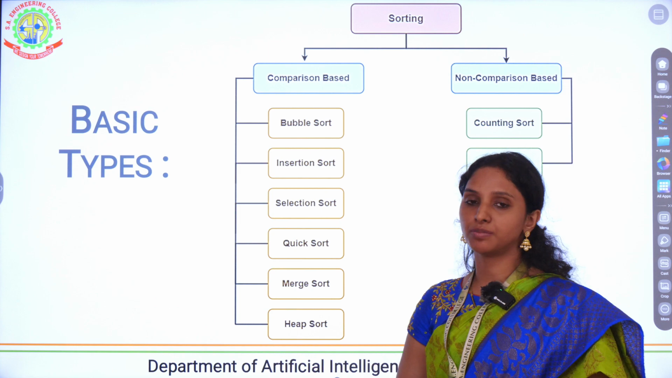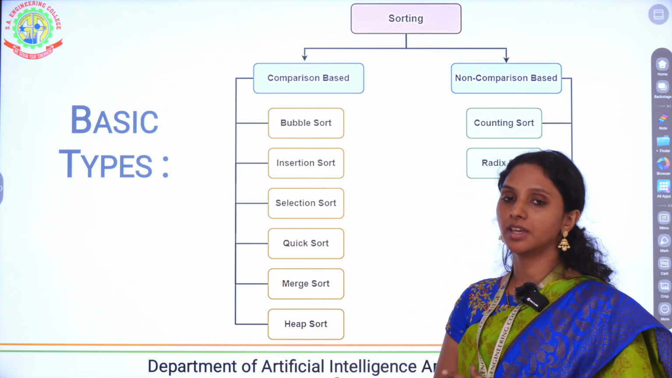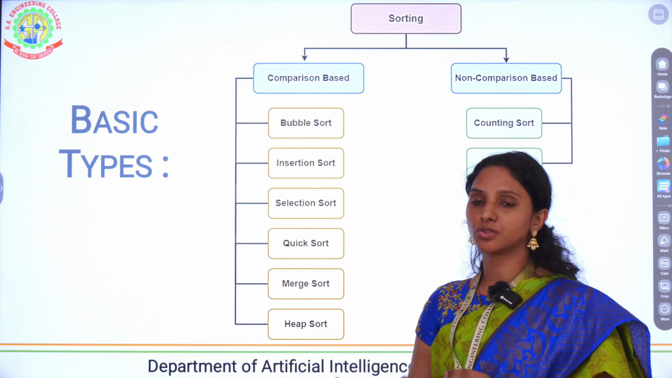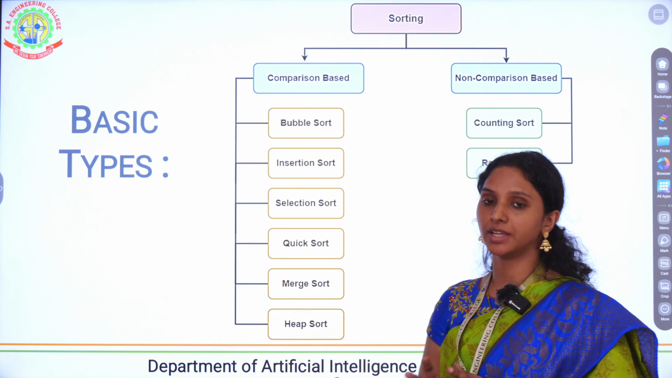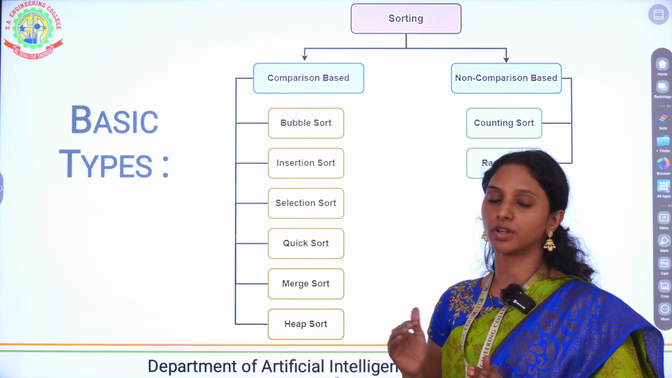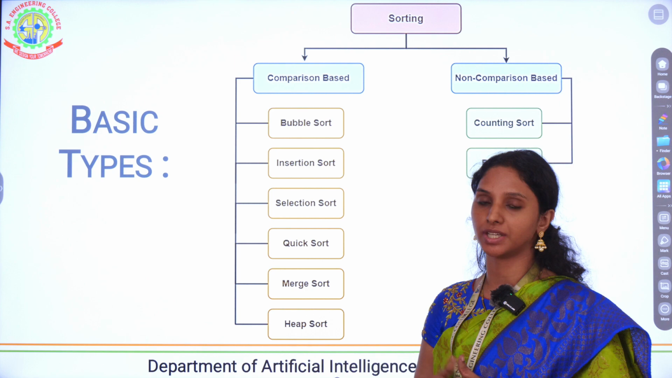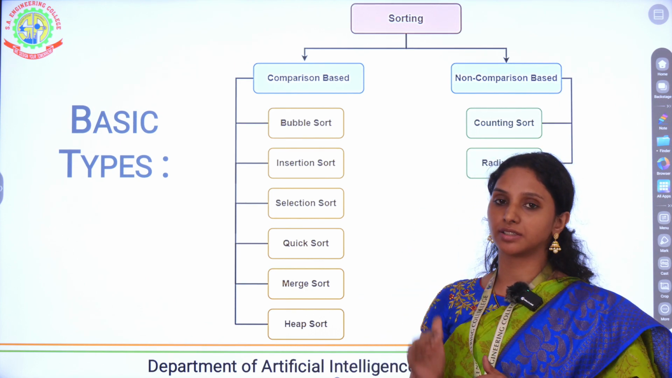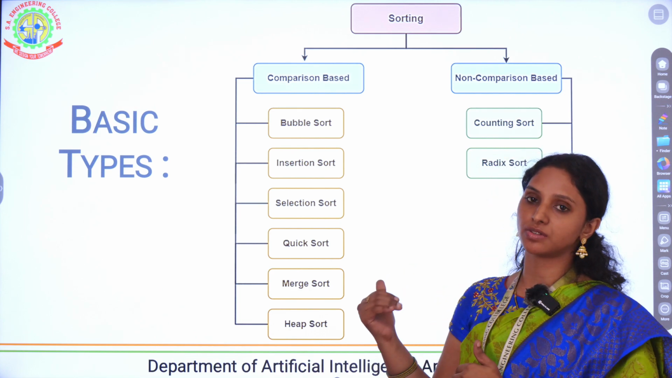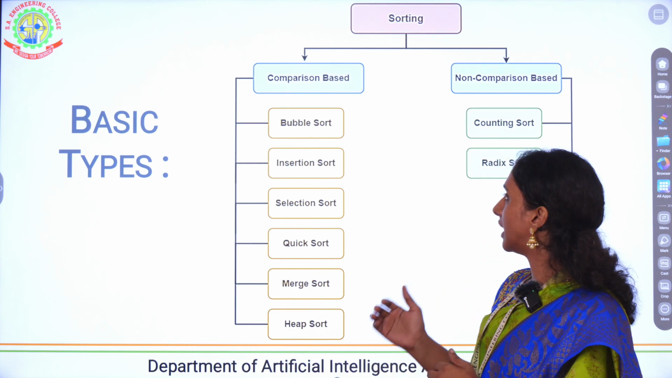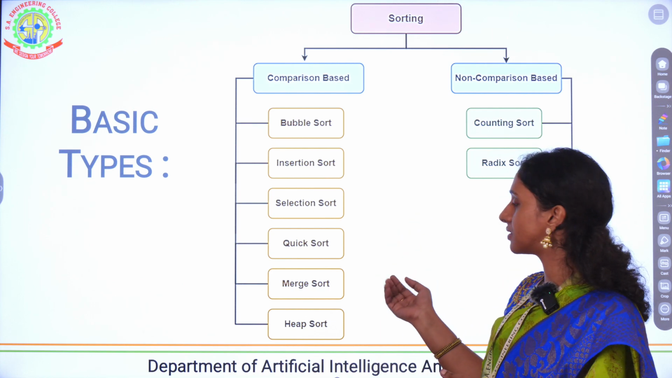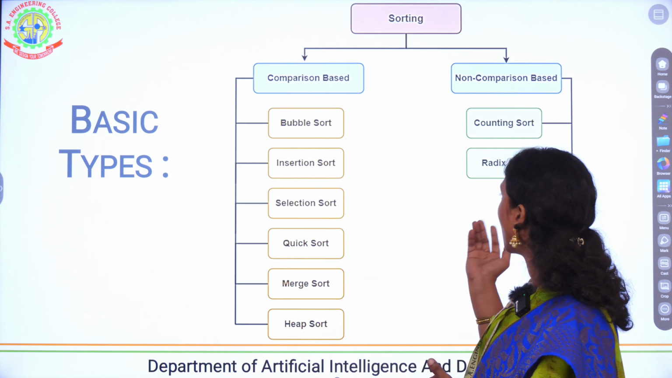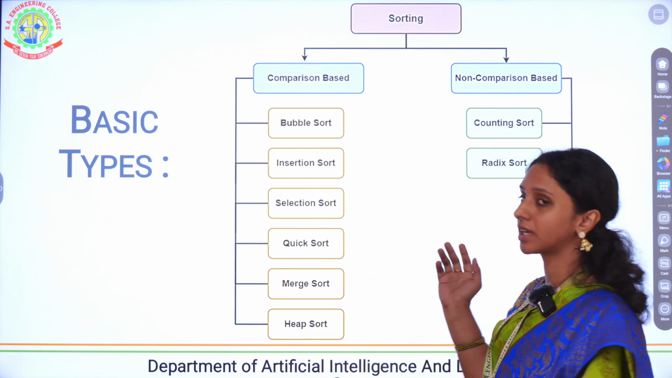So the basic types of sorting. As we have discussed, we are mainly using the comparison operator to do the sorting technique. We have two different kinds of sorting techniques: one is comparison based and the other is non-comparison based. In comparison based we have 6 sorting techniques, and in non-comparison based we have 2 sorting techniques. Bubble sort, insertion sort, selection sort, quick sort, merge sort and heap sort come under comparison based, and counting sort and radix sort come under non-comparison based.